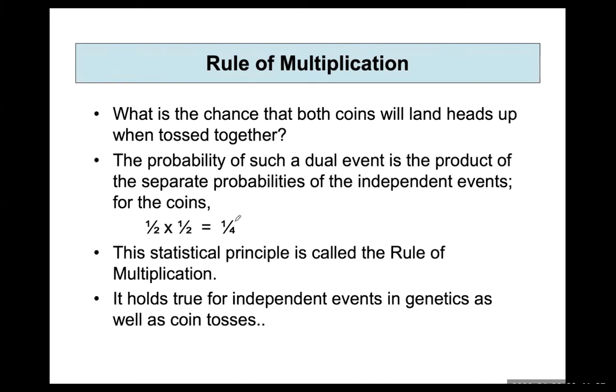The outcome of any particular toss is an independent event, unaffected by what has happened on previous attempts. And this can hold true for independent events in genetics as well as coin tosses. So the rule of multiplication calculates the probability of two independent events both occurring.